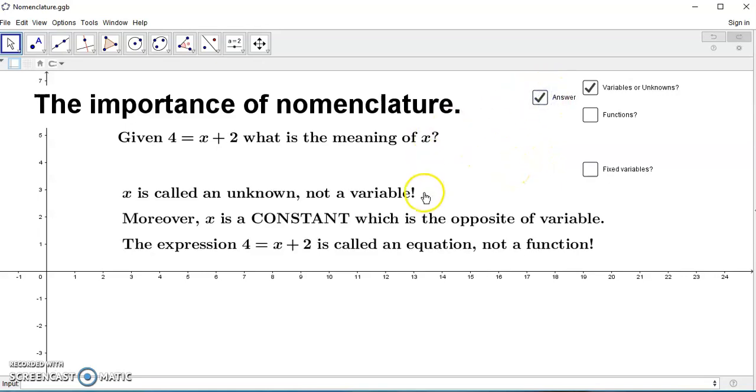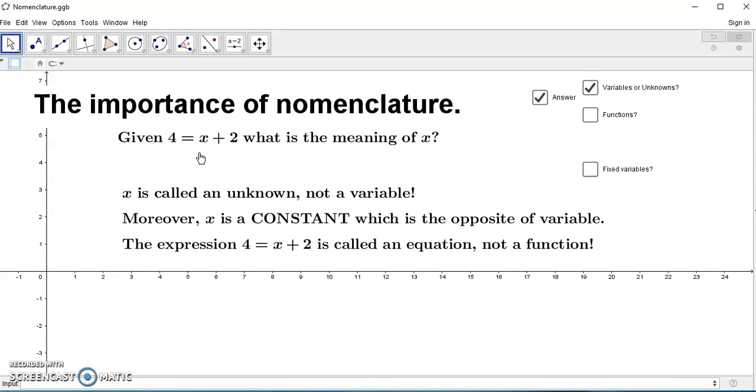So why is it not a variable? X in this expression here is a constant, okay? And a constant is the opposite of a variable. A variable is something that changes. But this x here stands for a value that cannot change. There is only one value that x can be in that expression, okay? Cannot be any other value.